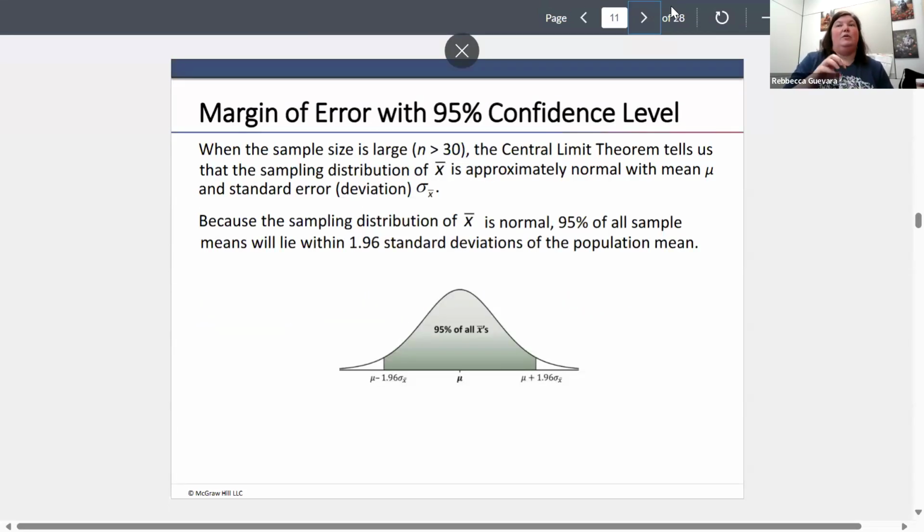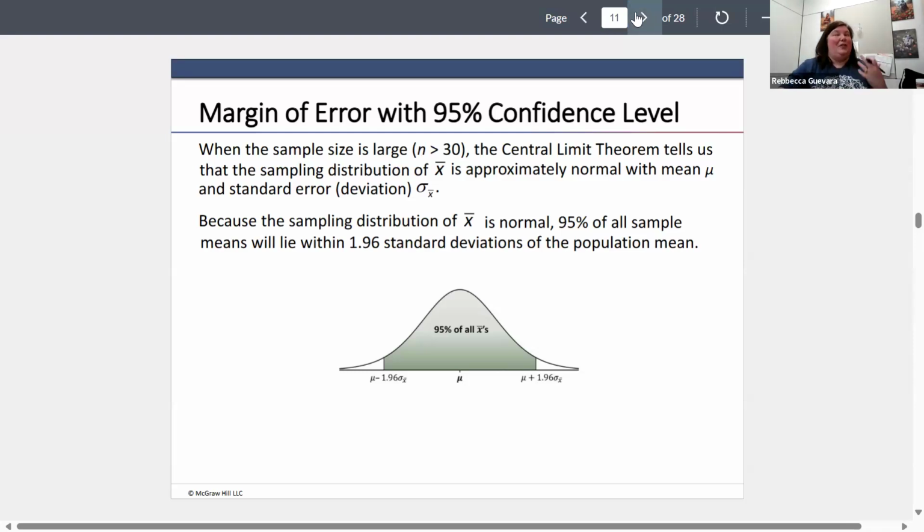Okay, so just something to mention here that we've been overlooking here and there: this only works because, remember, we're looking at a distribution of means, so we have to apply the central limit theorem. The central limit theorem tells us that as long as we have a sample size over 30, then the sampling distribution of x bars is approximately normal, with a mean of mu and a standard deviation of sigma subscript x bar. And because our sampling distribution of x bar is normal, 95% of all sample means will lie within 1.96 standard deviations of the mean, like we said should happen.